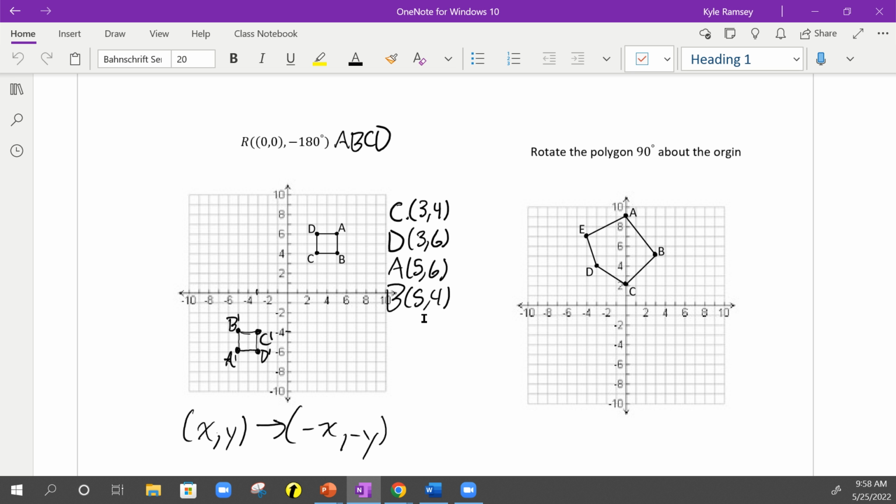Rotate polygon about 90 degrees. We can refer back to our basically guide for the 90 degrees. So we go look for 90 degrees, and that maps to negative y, x, or negative y comma x. So that's what we have for that one.